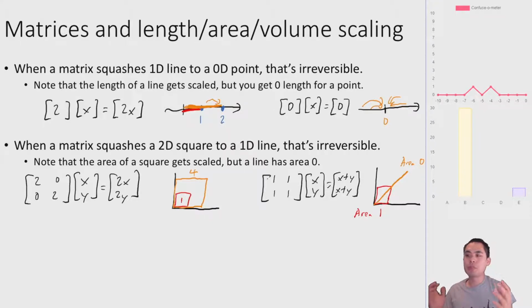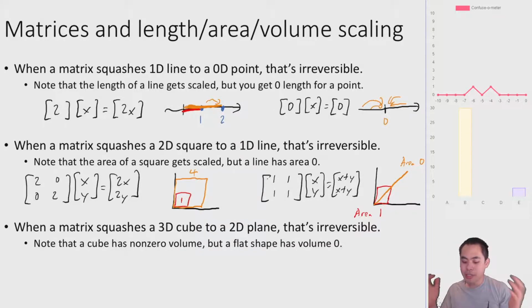And the same sort of thing happens in higher dimensions, though it gets harder and harder to visualize. So when a matrix squashes a 3D cube to a 2D plane, that's also irreversible. So note that a cube has non-zero volume, but a flat shape has volume 0.